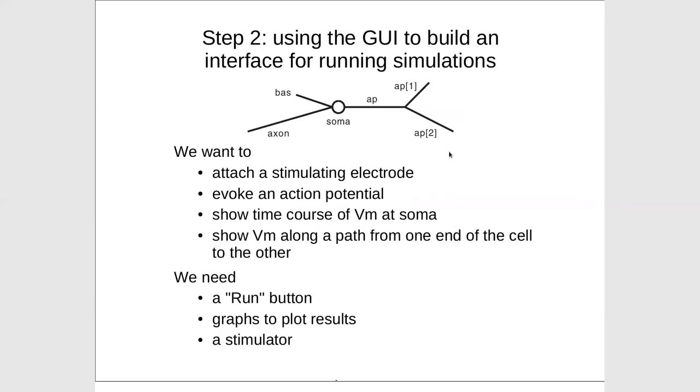Okay, now how do we use the graphical user interface to build an interface for running simulations? Well, we have our model cell, we need to stimulate it, we need to trigger a spike, we need to show plots of membrane potential at the soma, and we'd like to show membrane potential along a path from one end of this model cell to the other. So we're going to need a run button, a button we can click on to launch a simulation. How do we get that run button? How do we get graphs that will show results? Where do we get a stimulator from? Because all we've got is the model cell.